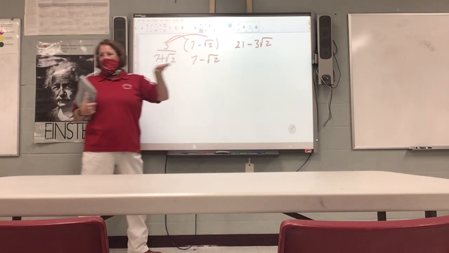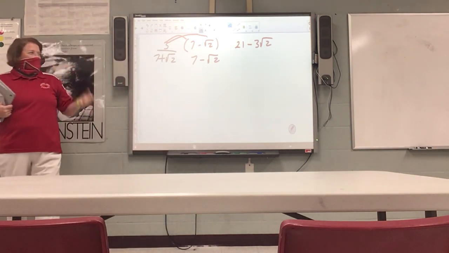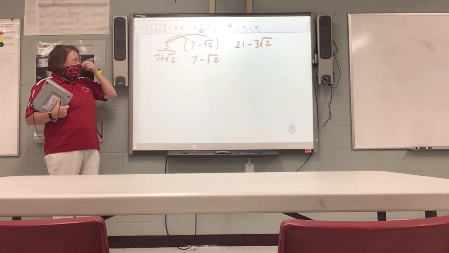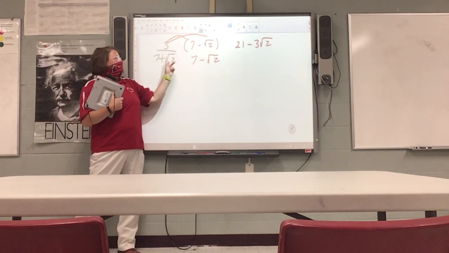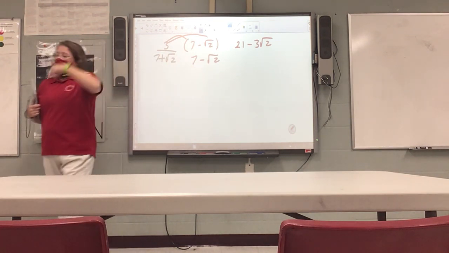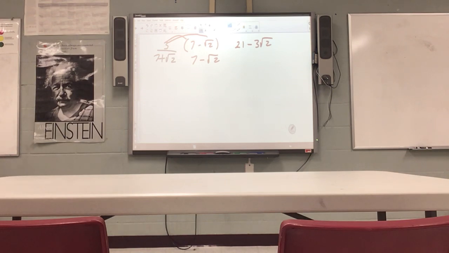But now on the bottom, it's a little bit more involved because we've got a binomial times a binomial. So you can say it a couple of ways, and this is what I've been talking to you about. I can distribute the 7 to both of those and distribute the square root of 2 to both of those. I can use the FOIL acronym if I want to. Let me get a different color for this here.